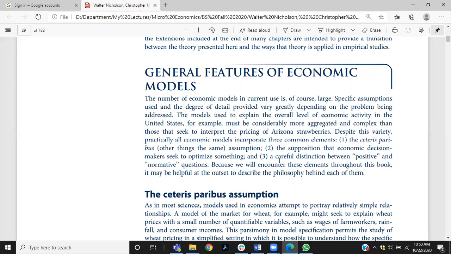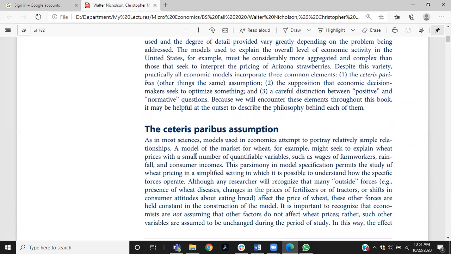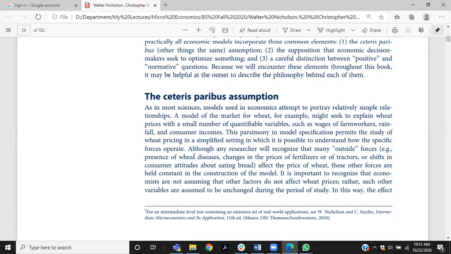And the third common element that an economic model has is a careful distinction between positive and normative questions. Now we will be talking about each element in detail. So let's start with the ceteris paribus assumption. As in most sciences, models used in economics attempt to portray relatively simple relationships. But every economic model has certain assumptions. These are basically all those factors that are assumed to be constant during the period of study. While we study the relationship between two or more variables, it is general practice that we keep certain variables constant.